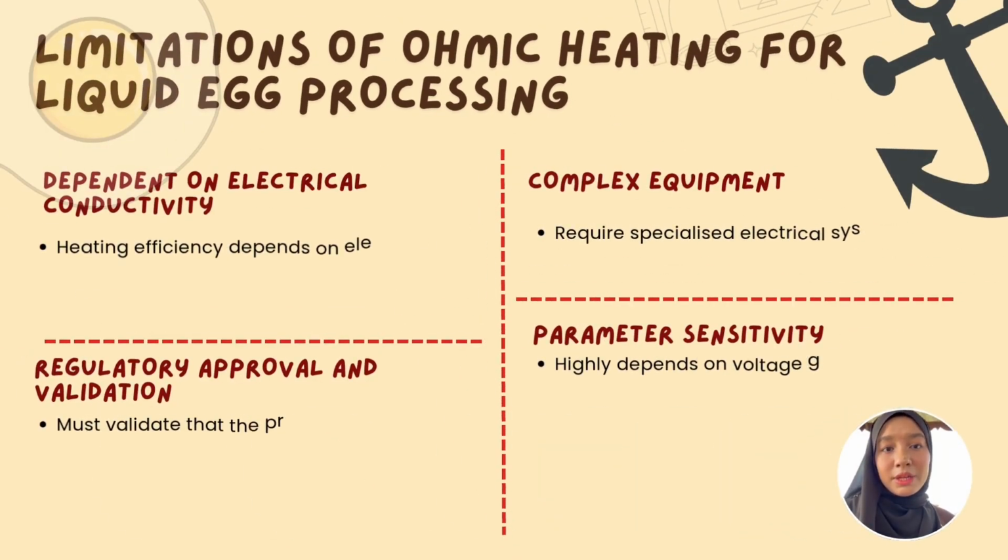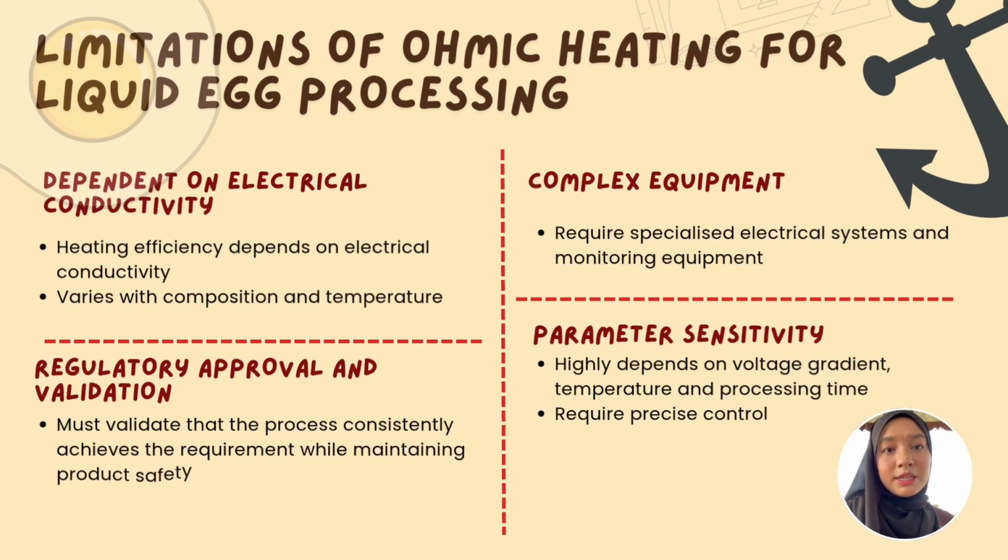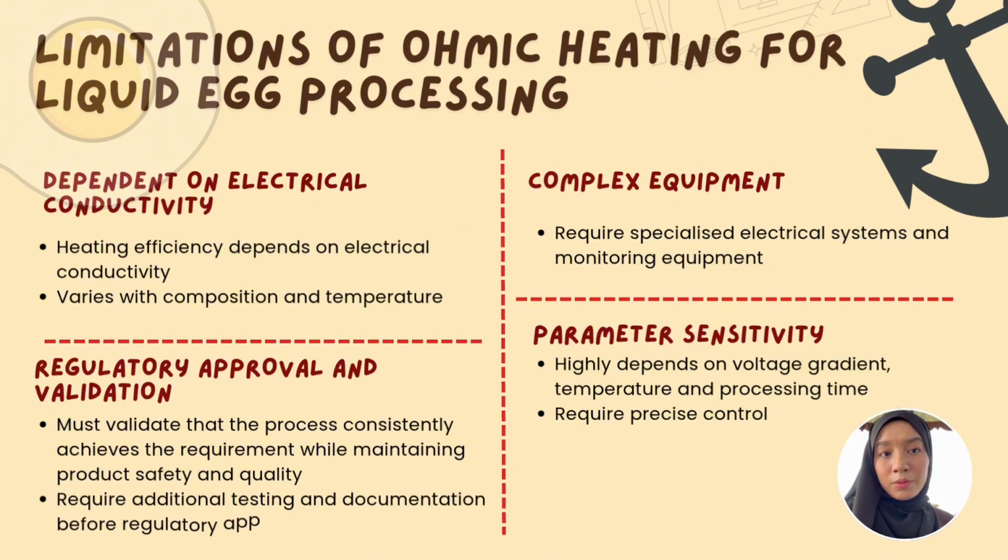Next, I will discuss the limitations of ohmic heating for liquid egg processing. The first limitation is that it is dependent on electrical conductivity. The heating efficiency of ohmic heating depends on how well the liquid egg conducts electricity. Since electrical conductivity can vary depending on the egg's composition and temperature, the heating process may become less consistent if these factors are not carefully controlled.